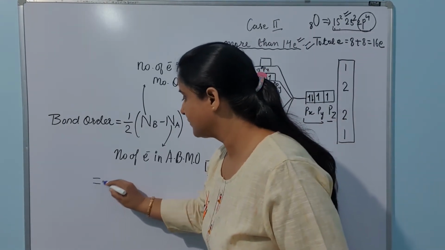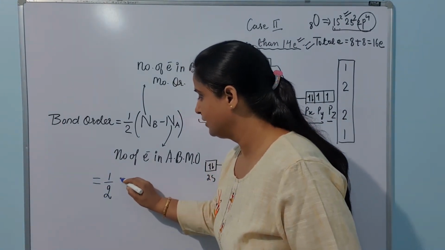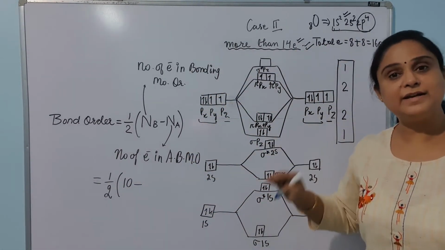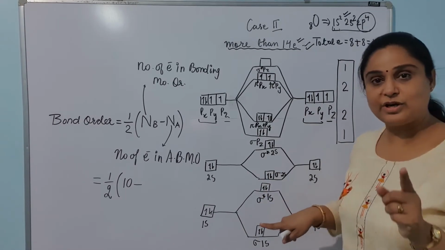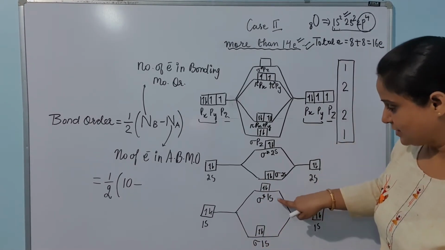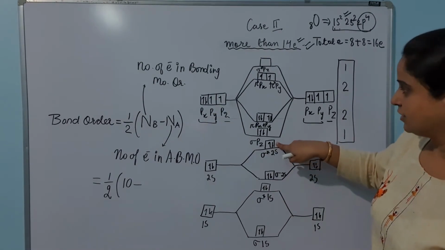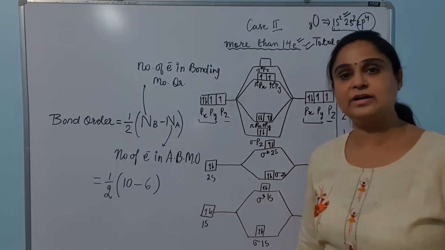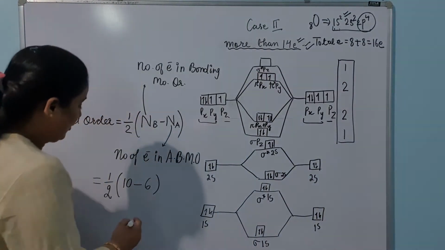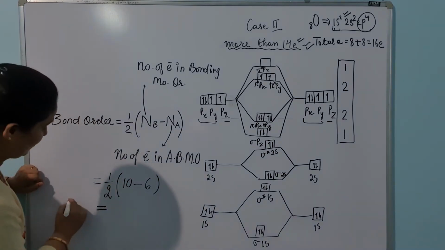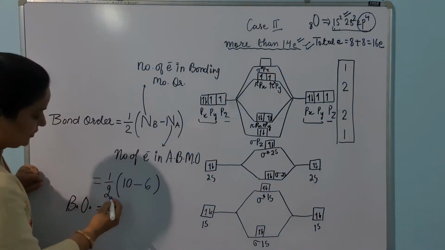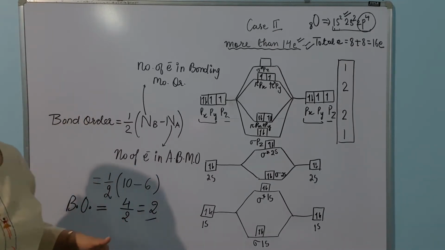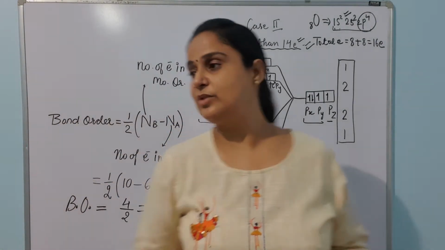So put the values: half, 10 minus. Now let us count the number of electrons in the anti-bonding molecular orbital. Fine. So this time we are going to count the star, star, star. Okay. So this is 2, 4, 5, 6. So there are 6 electrons in the anti-bonding molecular orbital. Okay. Now what will be the value of bond order? So this is 4 divided by 2 and the answer is 2. So I can say the bond order of the oxygen molecule is 2.